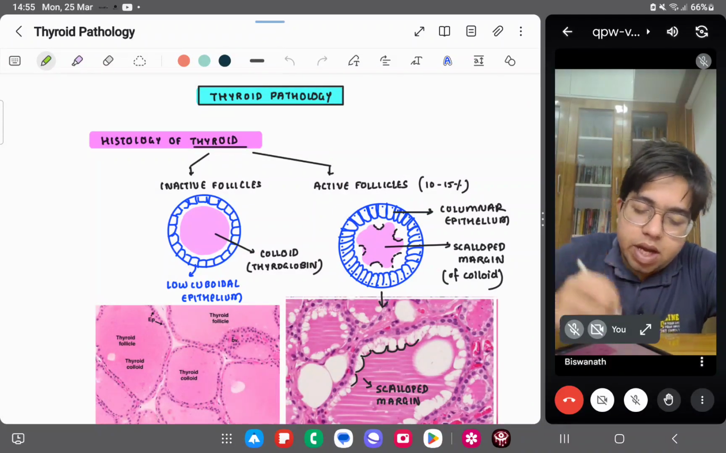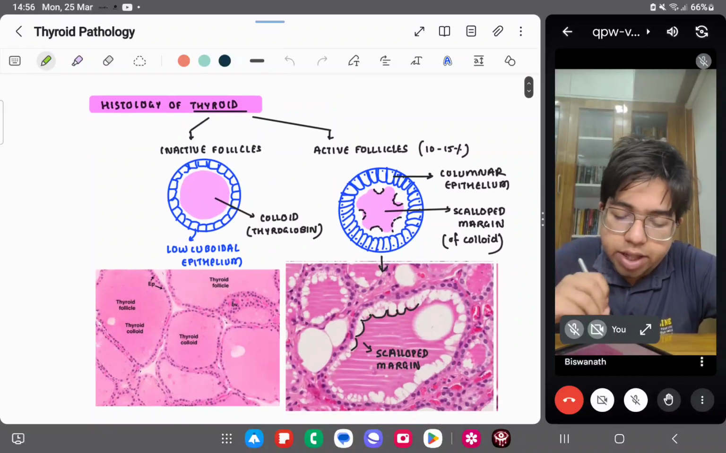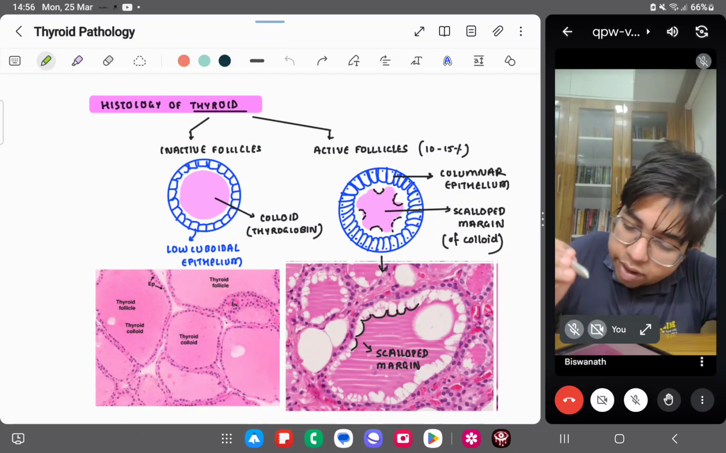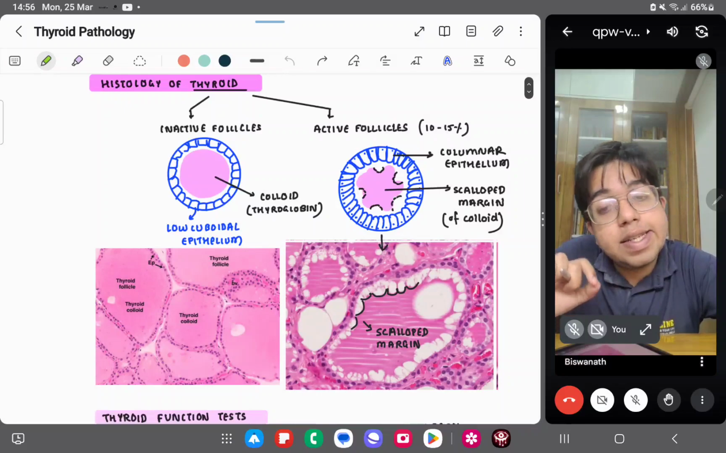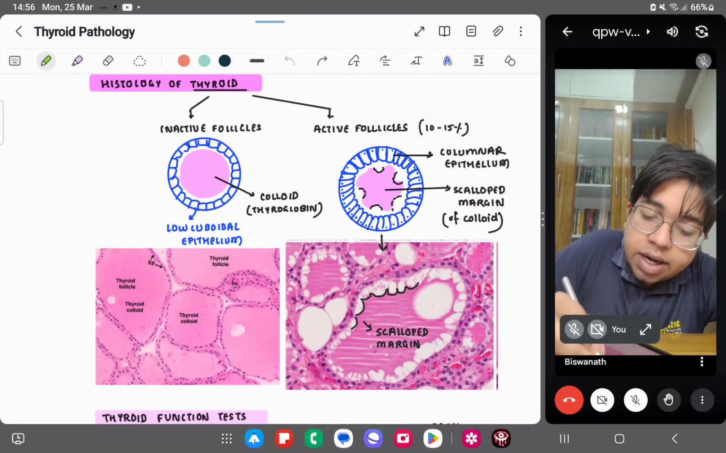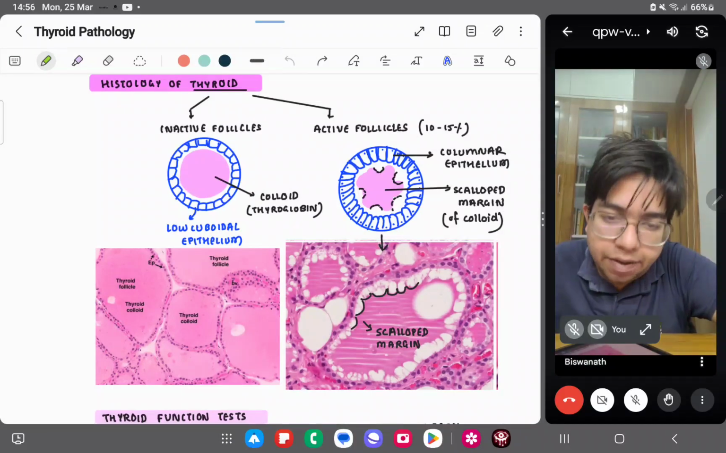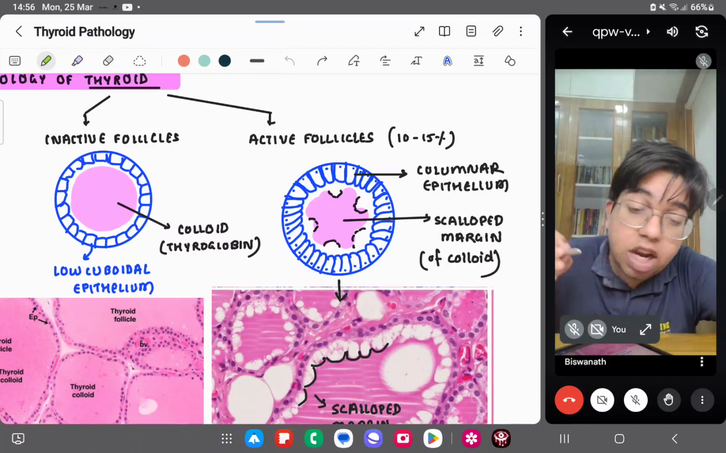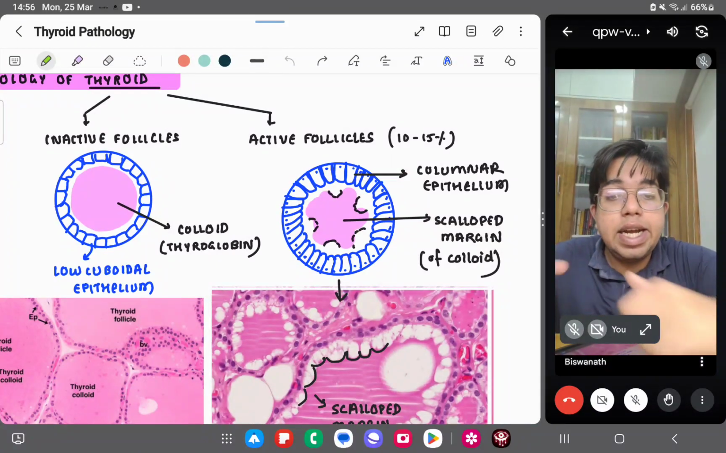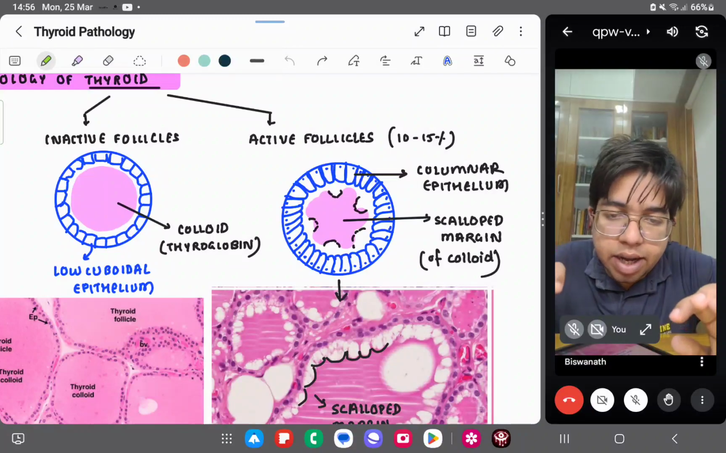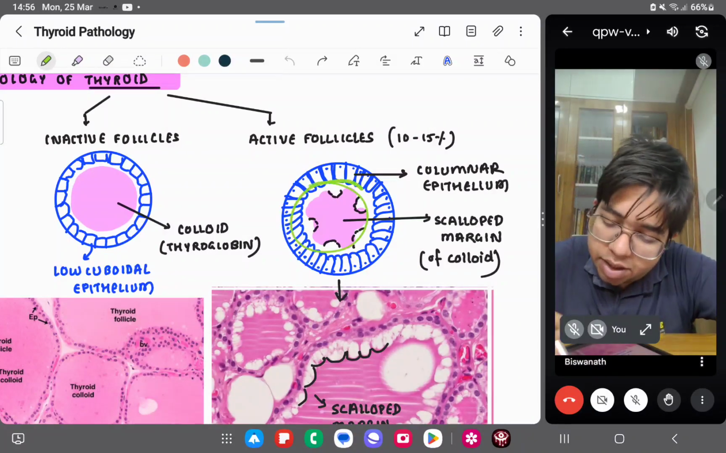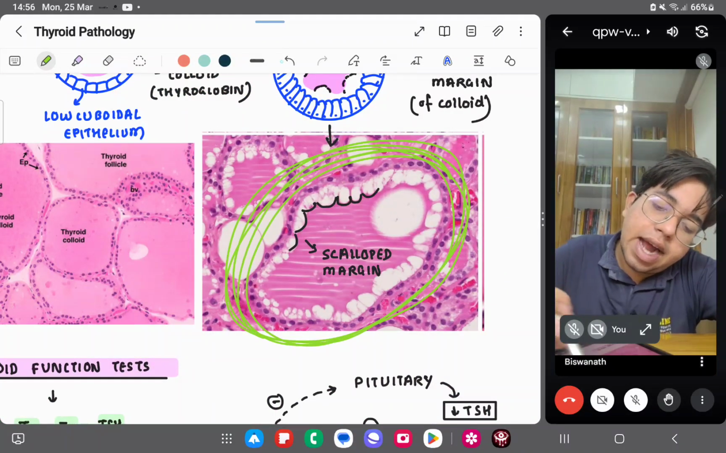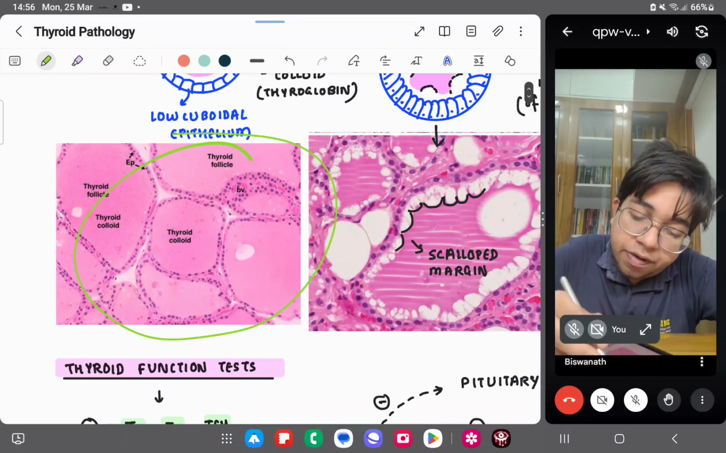Okay, basic histology of the thyroid. Here is a very important thing: if the follicle is inactive, then the colloid, thyroglobulin, is present. But if the thyroid follicle is active, and 10 to 15% of the thyroid follicles are active, it will have a scalloped margin, not scattered. The margins look like they are consumed somewhere, patched, teeth-like. You can see here a scalloped margin. This is an active follicle, and an inactive follicle has just a uniform margin.